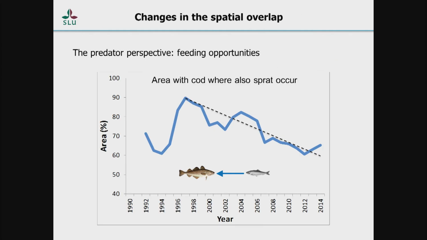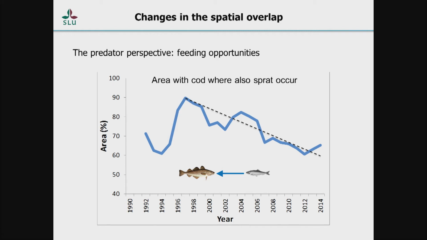So actually what we can think of is this: what is the overlap from the cod to its main pelagic prey, that is sprat? So what we try to estimate is what is the area in percent where there is cod, where also sprat is occurring. And you see that here we have a big decrease in the last 20 years. So from more or less 100% to more or less 60, 70%. So in the area where there is cod, actually the sprat is not always occurring, but only in some areas.